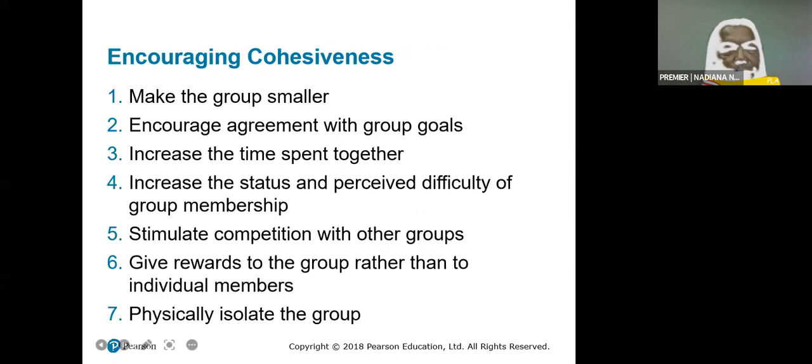Then how to encourage cohesiveness? Number one, make the group smaller. Number two, encourage agreement with the group goal. Number three, increase the time spent together. Number four, increase status and perceived difficulty of membership. Number five, stimulate competition with other groups. Number six, give rewards to the group rather than to individual members. Number seven, physically isolate the group.